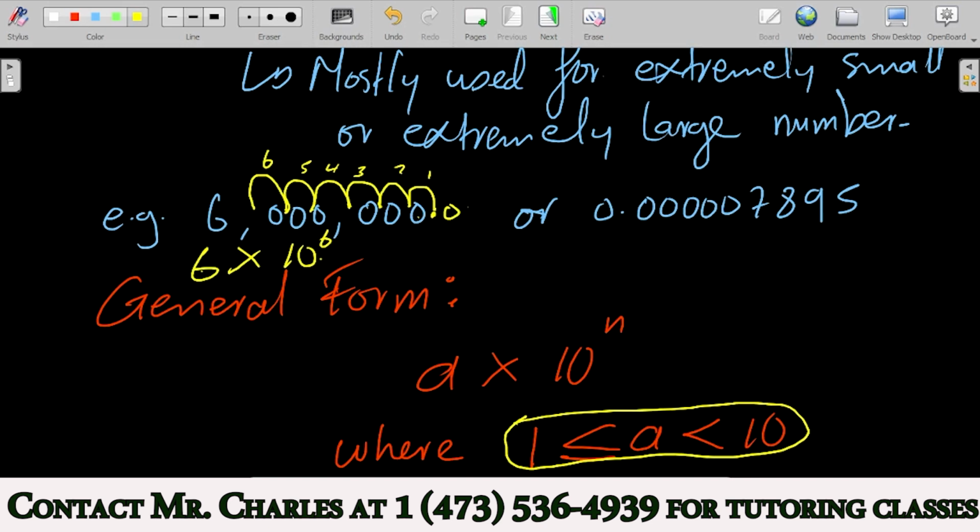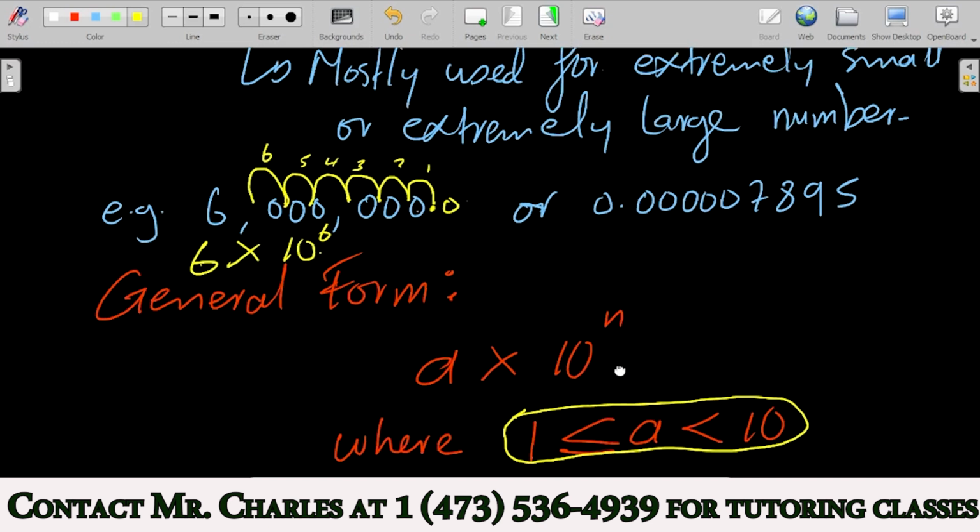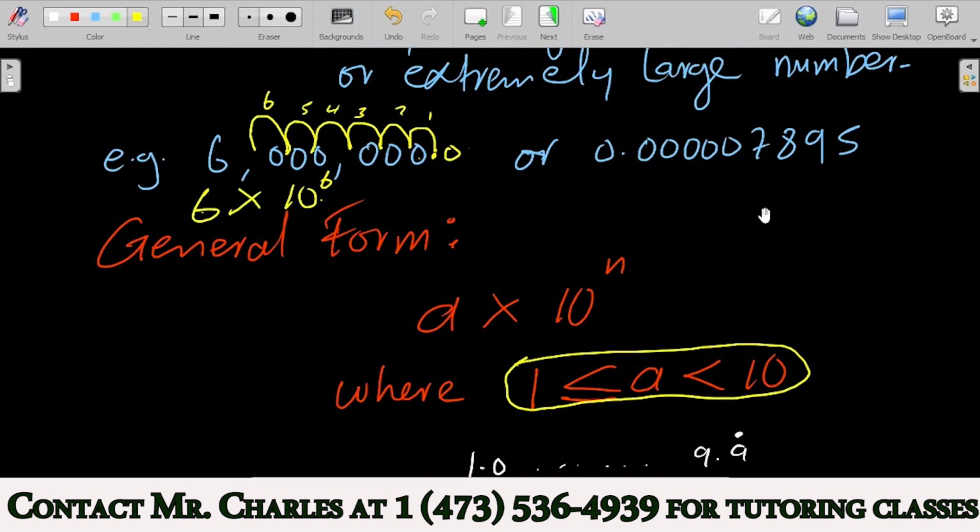The next example we looked at was 0.000007895. Now this is an extremely small number, and to get it within the range greater than or equal to 1 but less than 10, we have to make the number larger, and we can only make the number larger if we move the point to the right.